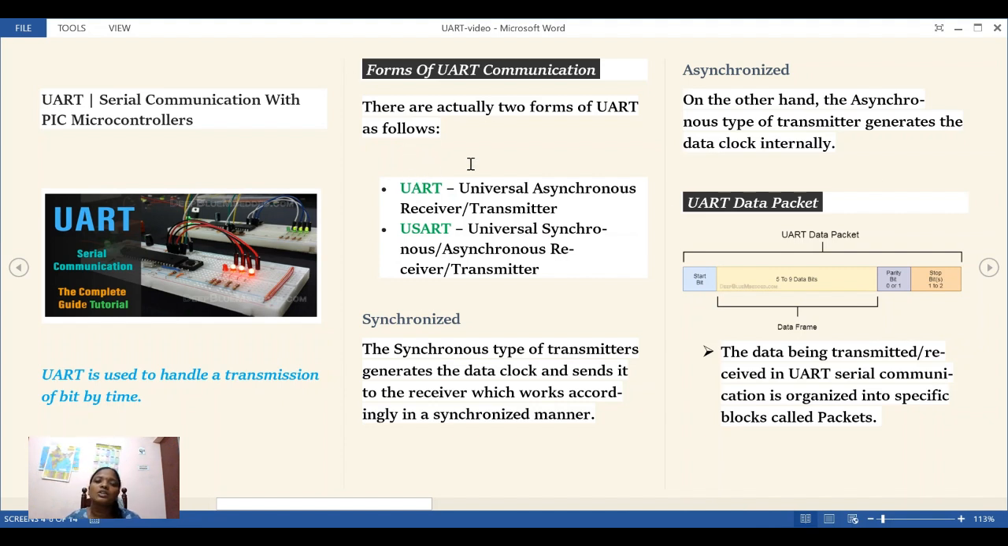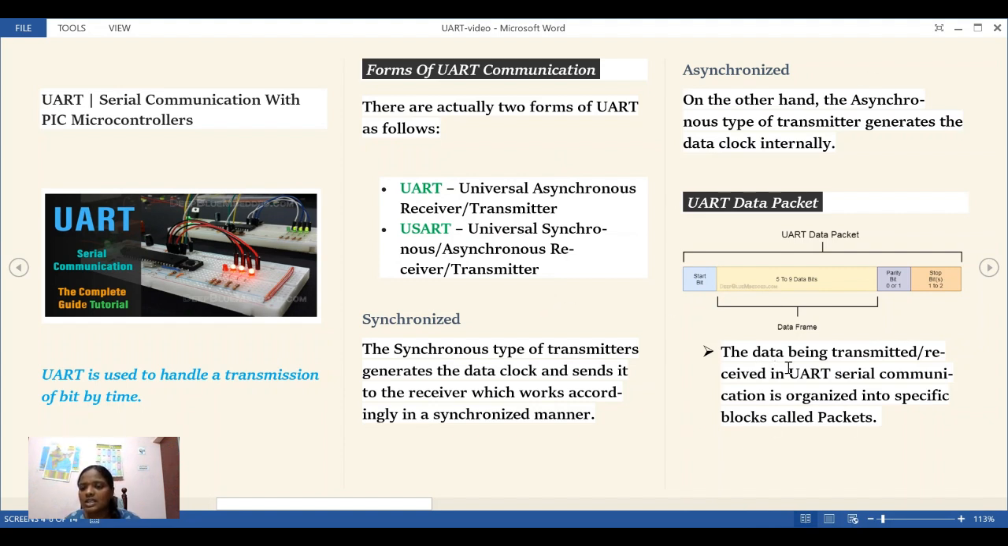So there are two forms of UART. One is UART and another one is USART. The name itself defines that UA is nothing but asynchronous, and in the next form, we can see SA, that means synchronous and asynchronous. If you see the clock signals and pulses of both these forms, we can understand the difference very easily. So let us see all these things in future.